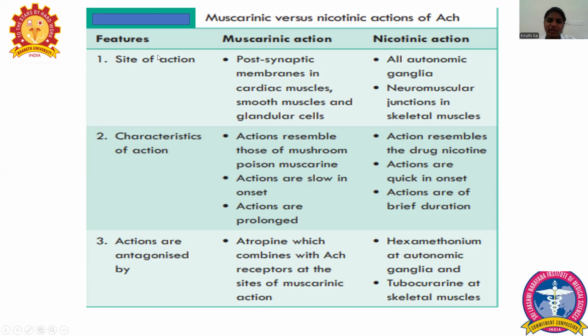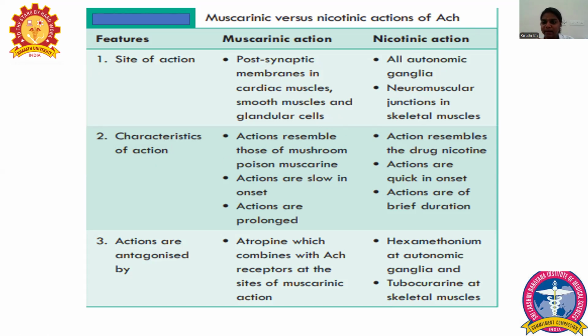So this is the site of action. Muscarinic action is postsynaptic; it acts on the postsynaptic membranes in cardiac muscle or glandular muscle. For nicotinic action, it is all autonomic ganglia and the neuromuscular junction in the skeletal muscle. Characteristics of action: muscarinic action resembles those of the mushroom poison muscarine, and it is very slow in onset and the actions are prolonged.